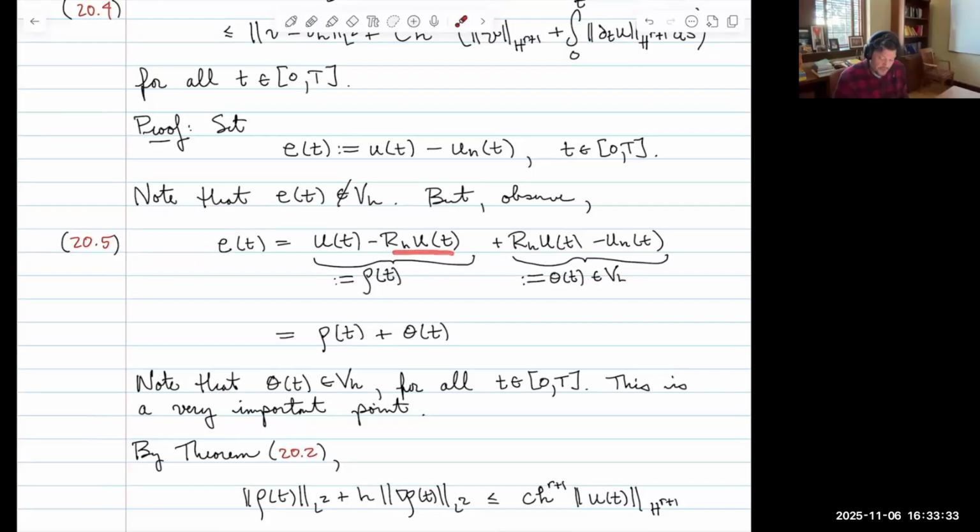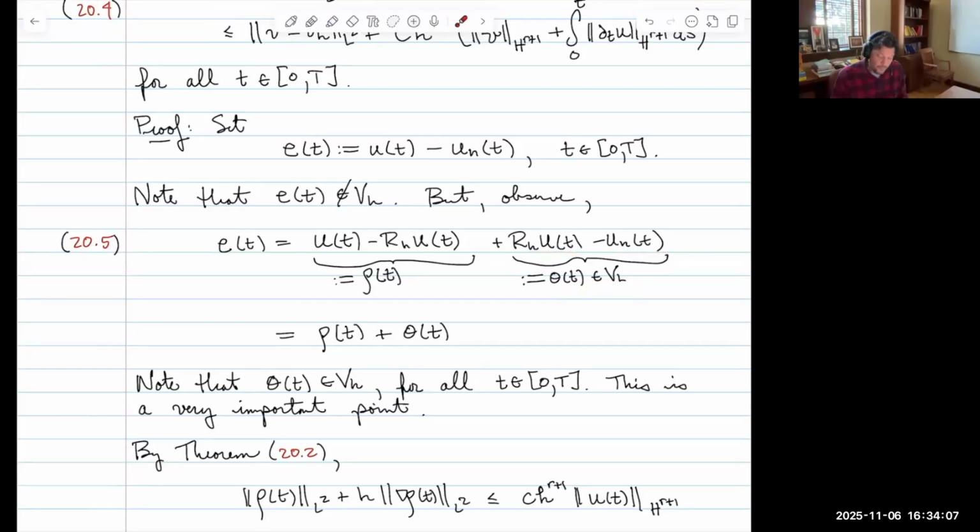All right, so what is this? This is the Ritz projection of the continuous function u into the finite element space. So this new difference that we get on this side is what we're going to call rho. This difference over here, RHU minus UH, what is that? Well, I don't know what it is exactly, but whatever it is, it has to be in VH because it's the difference of two VH functions.